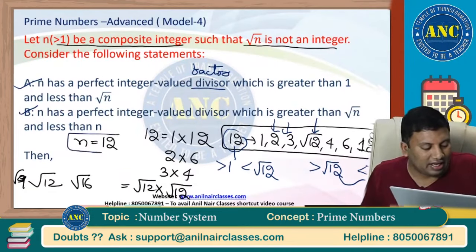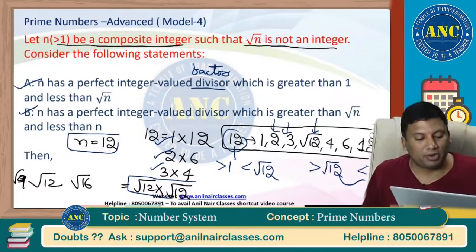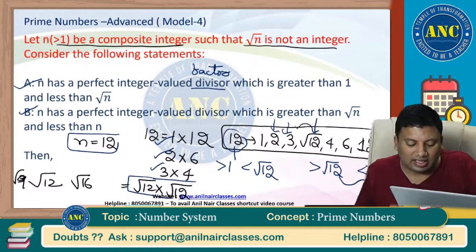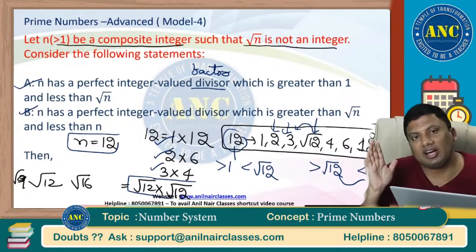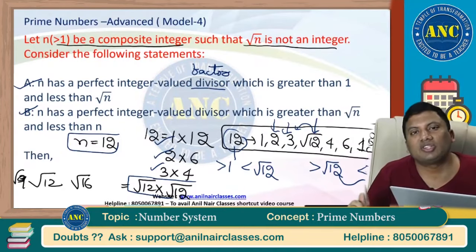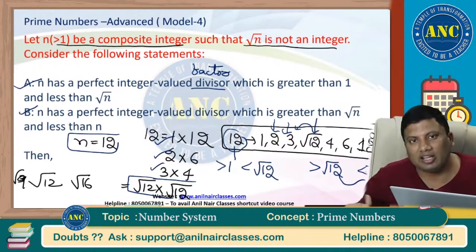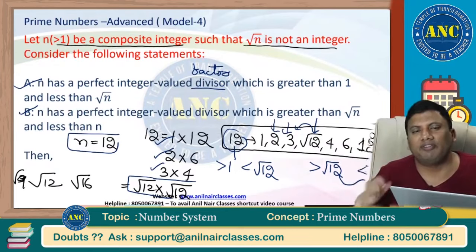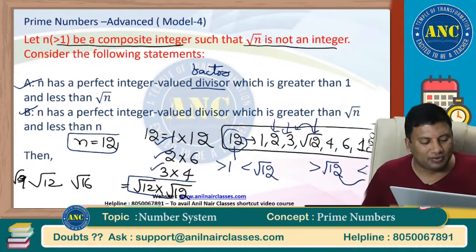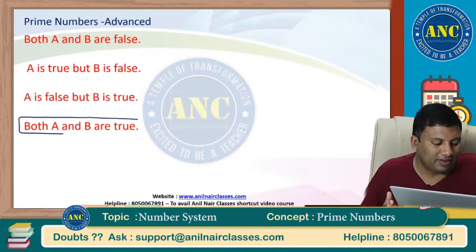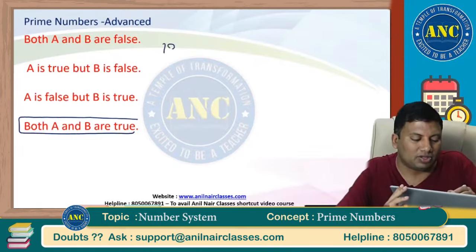If I take n equivalent to 12, 1 into 12, 2 into 6, 3 into 4, I will split it into root n into root n because the question is specifying root n. So 1, 2, 3, root 12, 4, 6, 12. There are some factors less than root 12. Less than root 12 means less than 3.4. What are all the natural numbers less than 3.4? 1, 2, 3. Among those, 2 will definitely divide 12 and 3 will definitely divide 12. I hope the idea is clear. A is true and B is true. Very, very good question. You can take any other example also.